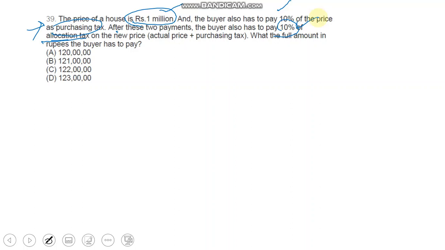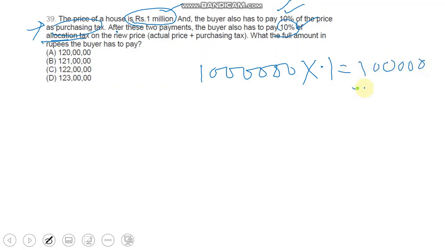Now, if we see that this is my 1 million amount, I have to find out 10% of this, 0.1, which will give me 1 lakh. So my new amount will just be 11 lakhs. This is the new amount.